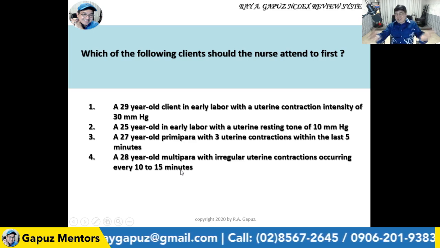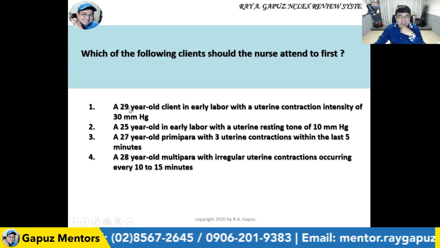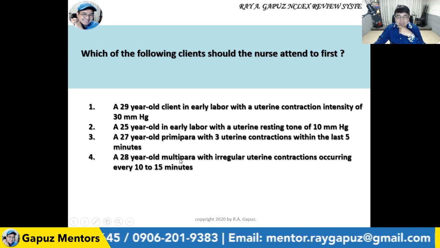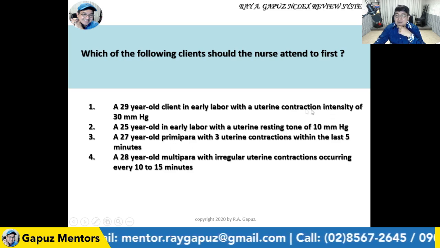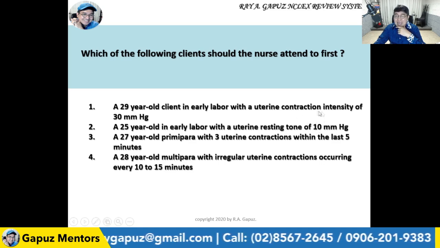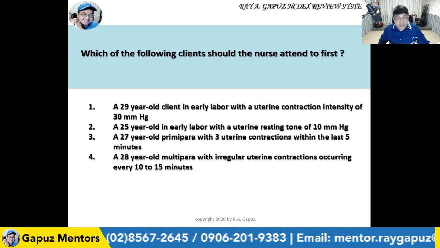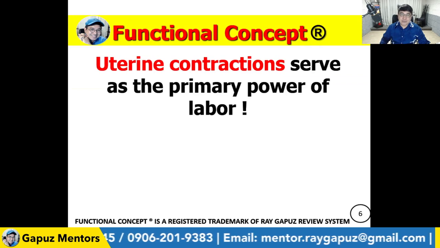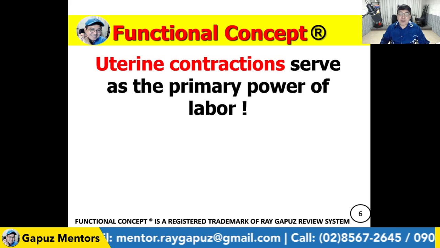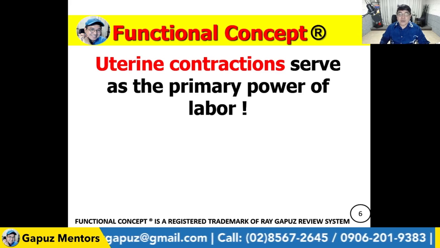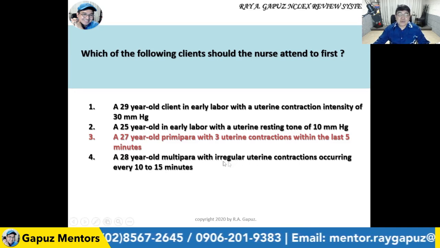When you're faced with this question, you would ask yourself, what would I need to look for? Is it the age of the patient? Is it the stage of labor? Is it whether the client is a primi or a multipara? Or is it the characteristic of the contractions as described in each option? The key is to recall very important knowledge. First, uterine contraction serves as the primary power of labor. If we apply that concept to the question, our answer would be number 3.